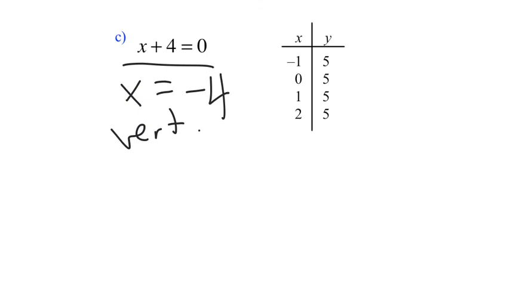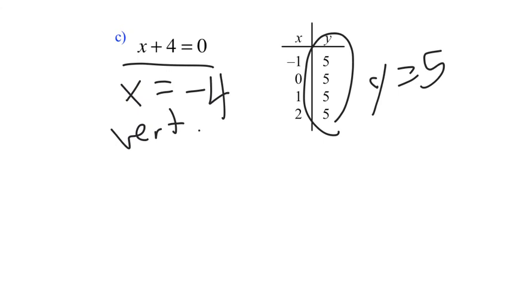Whereas if we look at the table of values here, it looks like the x's are fine, and the y's, hey, wait a second, the y's are all the same number, 5. And if the y's are all the same number, that means that's the equation y equals 5. It doesn't matter what value of x I choose, y has to be 5. And that's a horizontal line.